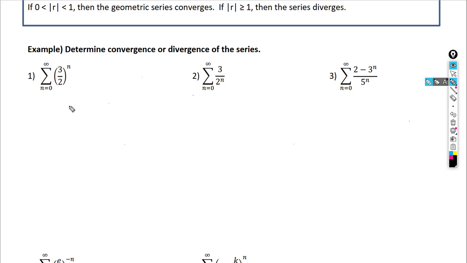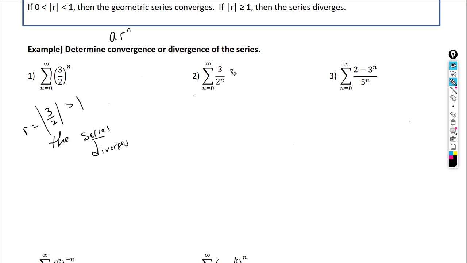Alright, so let's do some testing of this geometric series. First one here. I want to make sure it's in the form of a r to the n. This is already like that: a is 1, r is 3 over 2, and n is that power. The absolute value of 3 over 2 is definitely greater than 1. Because r is greater than 1, this series diverges, based on the geometric series test and the r ratio. Oh, I'm sorry, it diverges.